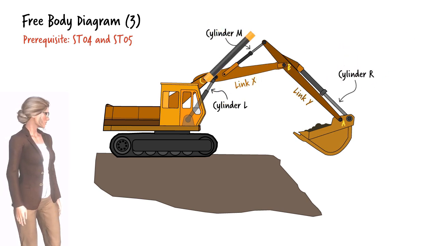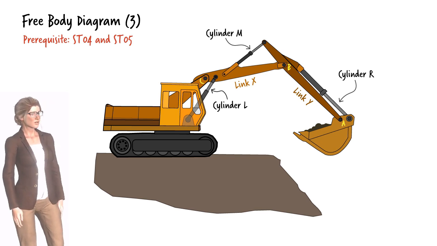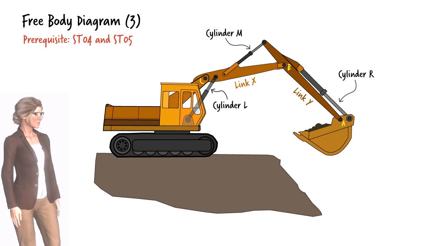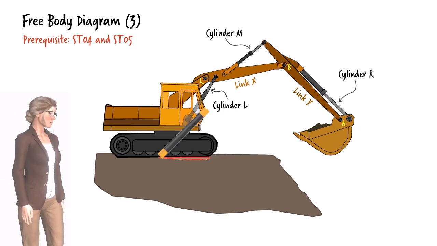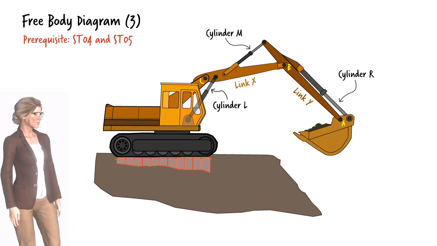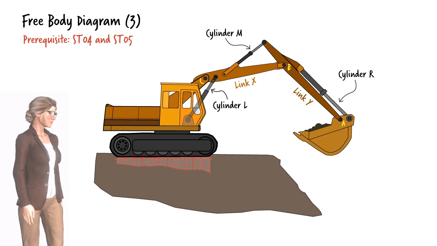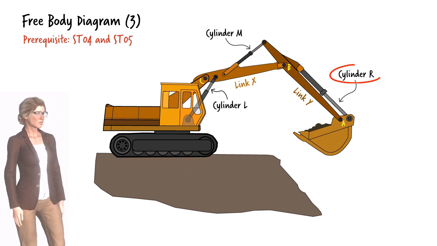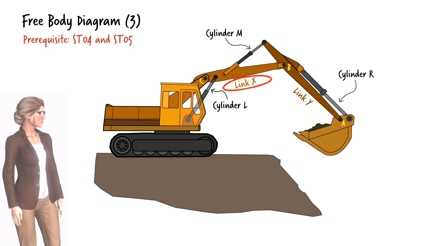By external forces, we mean applied loads and support reactions. By contrast, internal forces are those found inside the system. For example, here, the reaction forces that the ground exerts on the tractor are considered external to the system, whereas the force in, say, cylinder R, or the forces that develop inside link X, are considered internal.